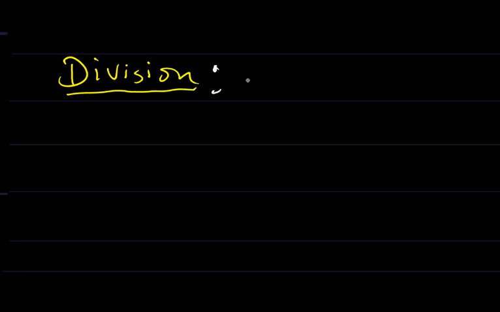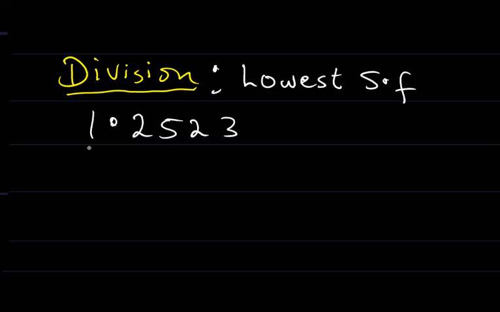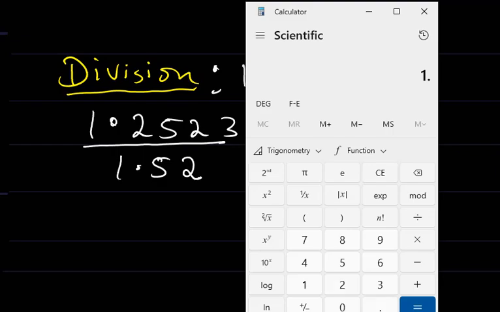What about the arithmetic of division? In the case of division, you use the number with the lowest significant figures for the approximation. For example, let's say we are dividing 1.2523 all over 1.52. Let's do this division: 1.2523 divided by 1.52. So look at what I'm having.